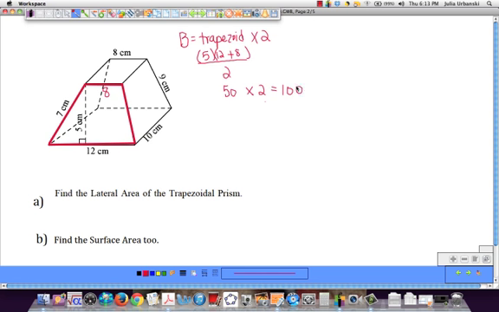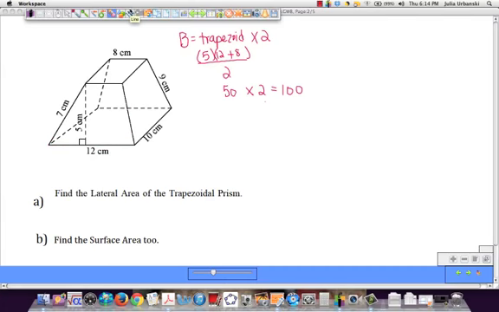Okay, that's the bases though. That's not included in the lateral part. The lateral part is all these rectangles in between the bases, the ones that wrap around the outside edges. So, let me erase this for the time being, and we will do the side pieces.